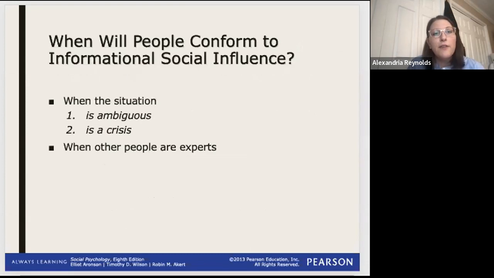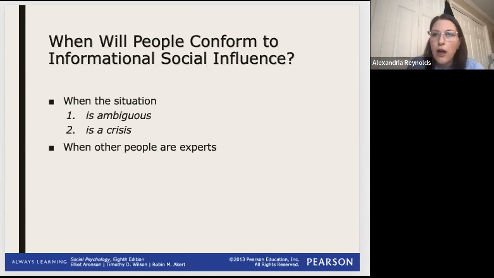Okay, so let's talk about the factors involved when a person is going to be more likely to conform to informational social influence. Remember, this is when you don't know what's going on, and you use the information around you to act, right? So if a situation is ambiguous, ambiguity is a really crucial variable. When you're uncertain, you're going to be more likely to be open to influence from others, because you don't know how to judge the situation, especially if you're in a particular situation where you aren't really sure what the right behaviors are.